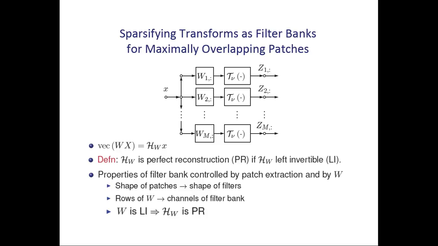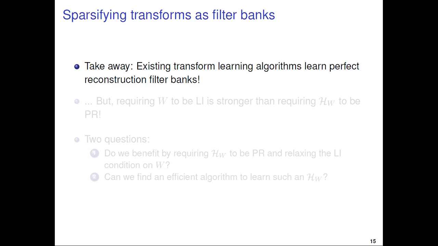So the point is that if W, the matrix, is invertible, in fact we had matrices which are very well conditioned, then this will be a perfect recovery filter, perfect reconstruction. Okay, so here's what we learned so far, that existing transform learning algorithms, the algorithms I described, define a perfect reconstruction filter bank. Okay, so that's just a different way to look at the same thing.